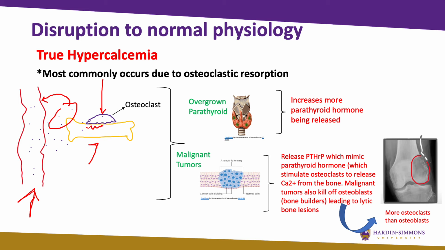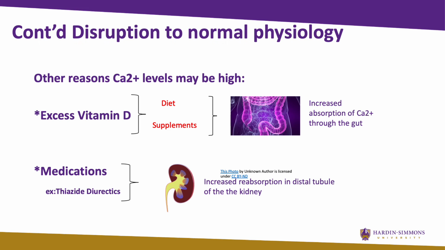There are other ways that we can have too much calcium levels in the blood, and that's from excess vitamin D, which typically comes from our diet or taking too much of the supplement, and that's going to increase absorption of calcium through the gut. Another way is medications such as thiazide diuretics, which increase reabsorption in distal tubules of the kidney, which is going to lead to an increase of urine output, which will typically show in a patient through dehydration.